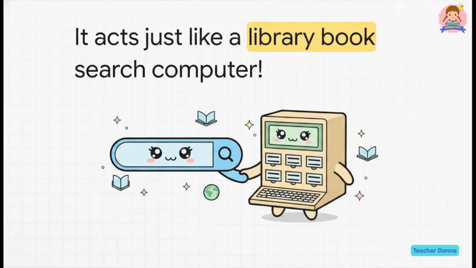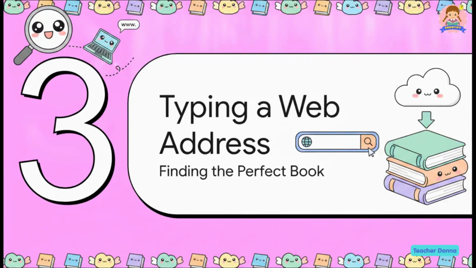So here is the absolutely crucial point to remember. The address bar acts exactly like a library's book search computer. You know how you type a book's title into the library computer to find exactly what shelf it's on? Well, the address bar is where you tell the browser exactly where you want to go on the internet. Which brings us to section 3, typing a web address, or finding the perfect book.